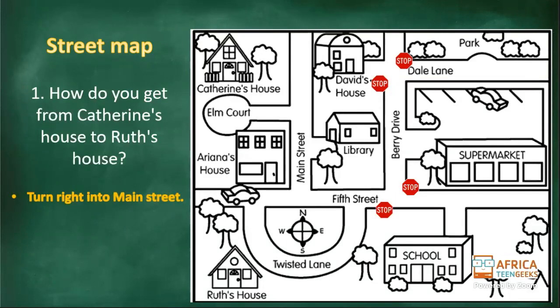So let me tell you the first sentence. There it is. Turn right into Main Street. So I'm going from Catherine's house to Ruth's house. Turn right into Main Street. What's the next thing that you can tell, or next instruction or direction that you can give?